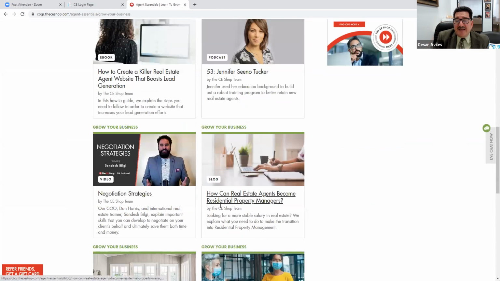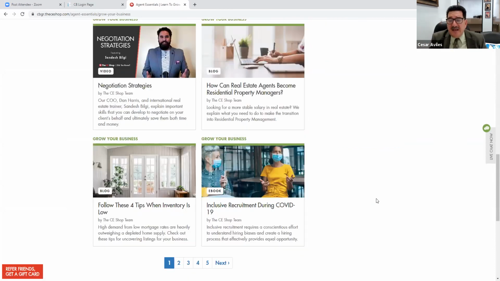How a real estate agent becomes a residential property manager. I wouldn't suggest you do that. It's very difficult. We don't do this. But if you wanted to quit George Realty and go work for a management company, that's up to you. I mean, you're going to be dealing with tenants, toilets, and trash. But that's part of the business.